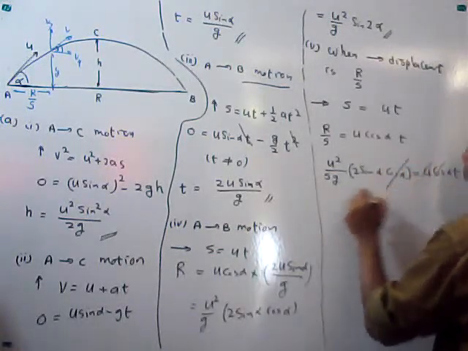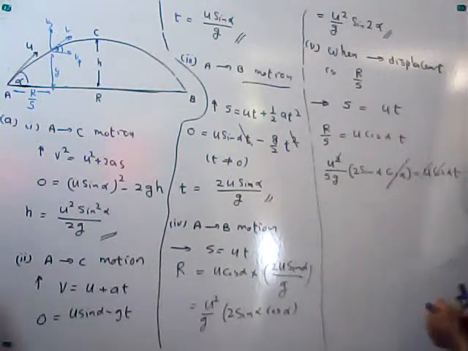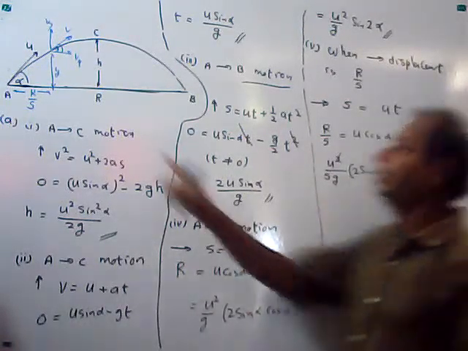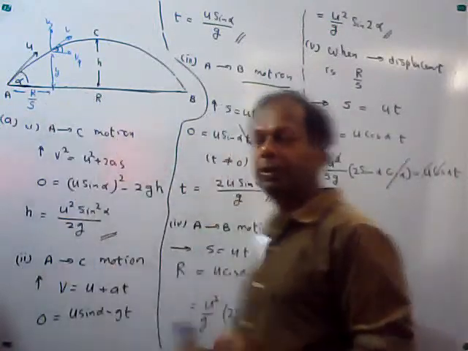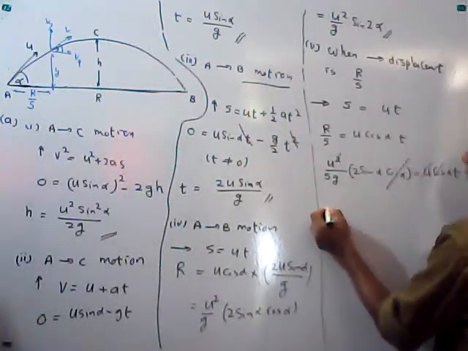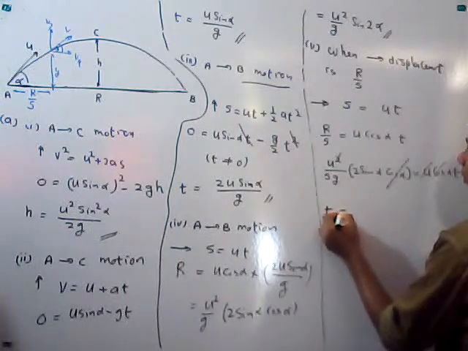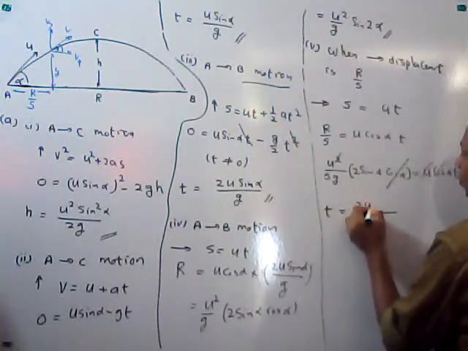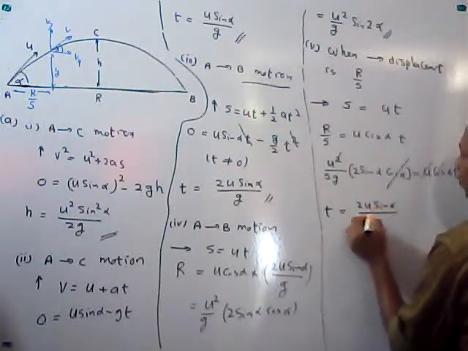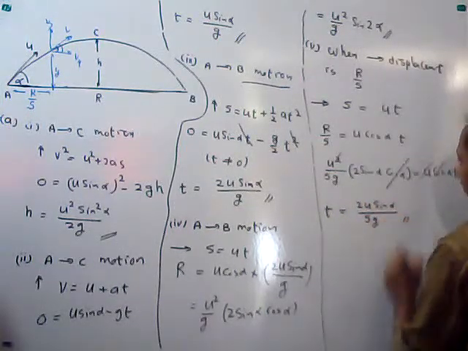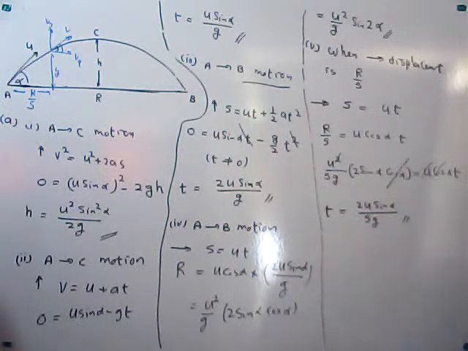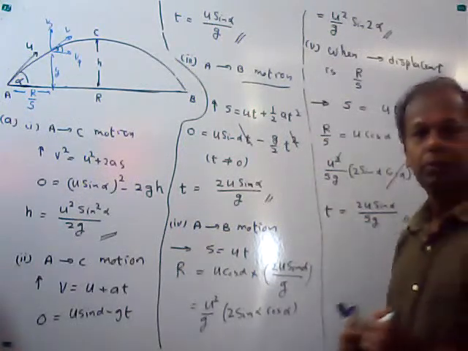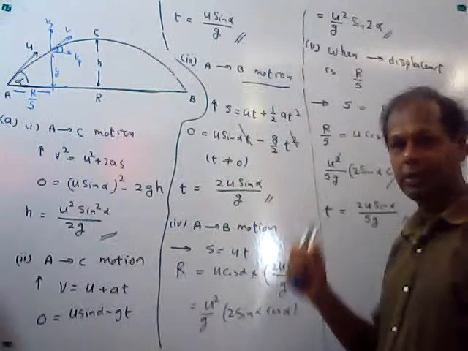So we get the time taken by the particle to travel that horizontal distance is 2u sine alpha over 5g. This is the time taken by the particle, right? 2u sine alpha over 5g. So now we have t, so you can find anything.